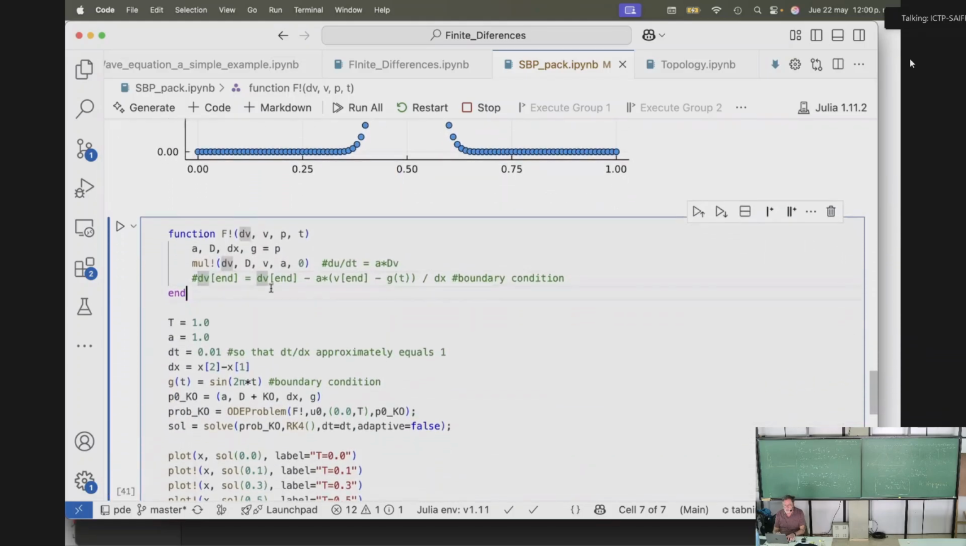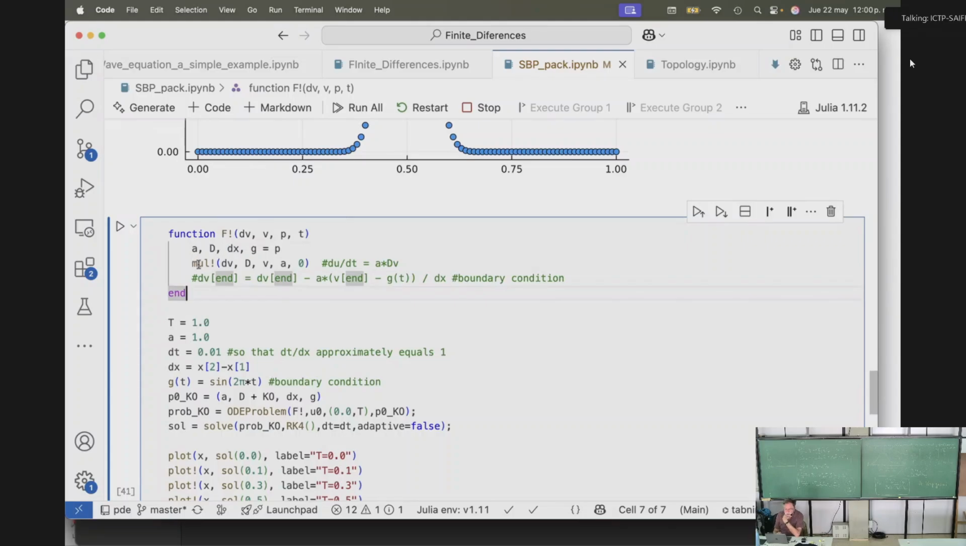And I define the function here. I put some as before, the a, the d as we had yesterday, but I added two more parameters, which are the dx of the simulation and g. And g is going to be a function, the boundary value.